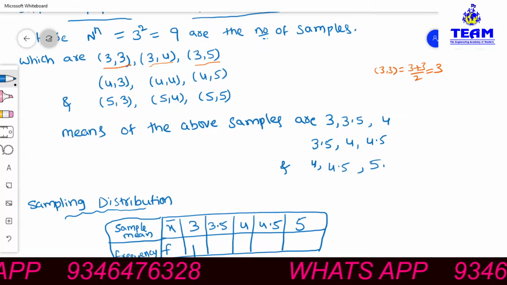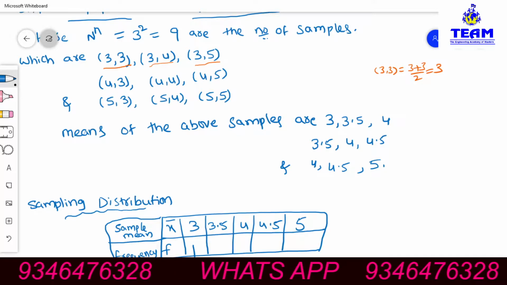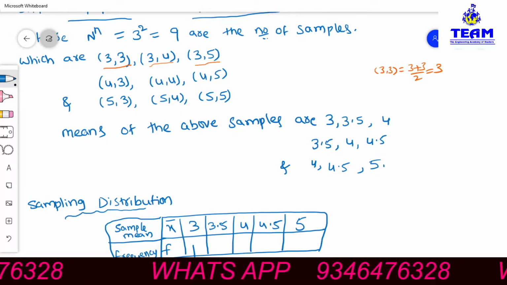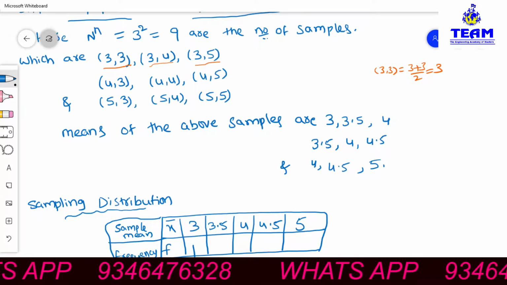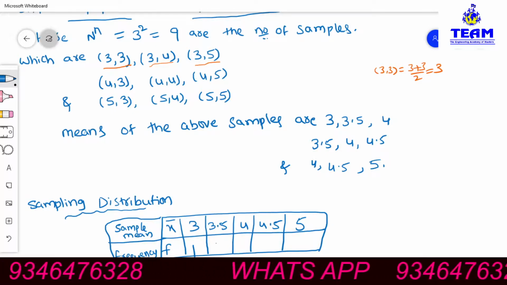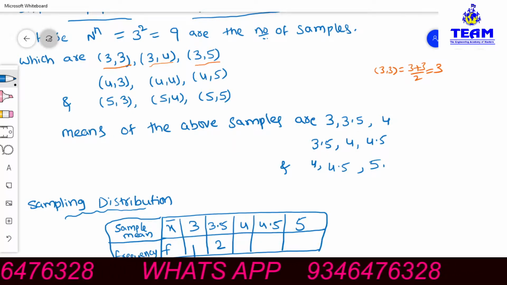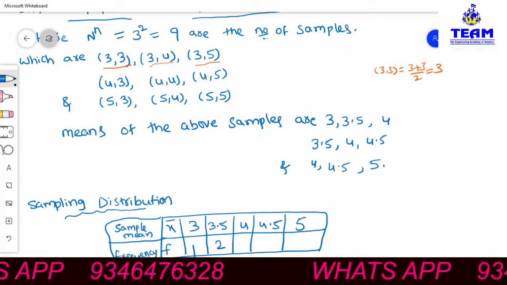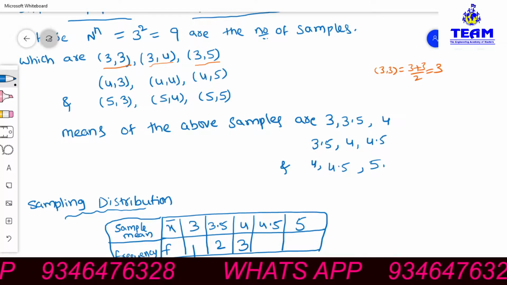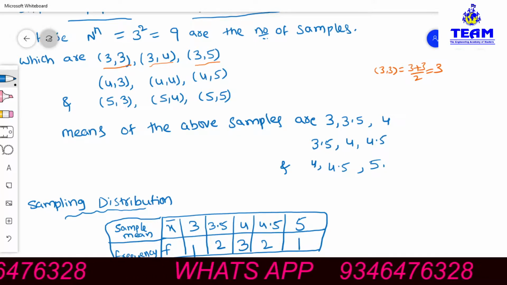Friends, observe that the sample mean 3 comes only one time, so its frequency is 1. 3.5 comes 2 times. See here, this one is 3.5, another one is 3.5, so the frequency of 3.5 is 2. Again, 4 occurs 3 times, so the frequency of 4 is 3. 4.5 comes 2 times, so its frequency is 2. And lastly we have only one 5, so the frequency of 5 is 1.